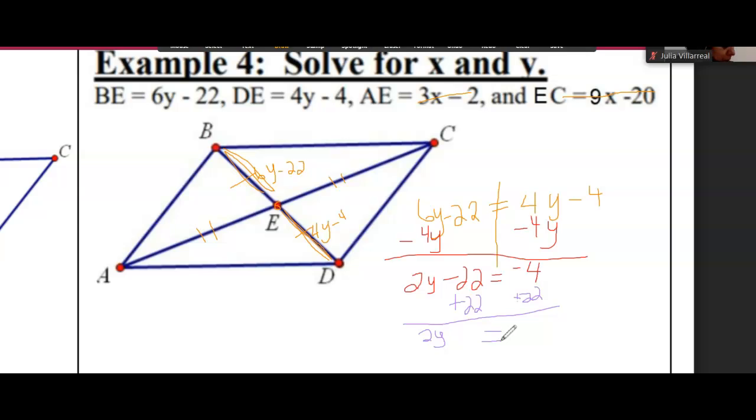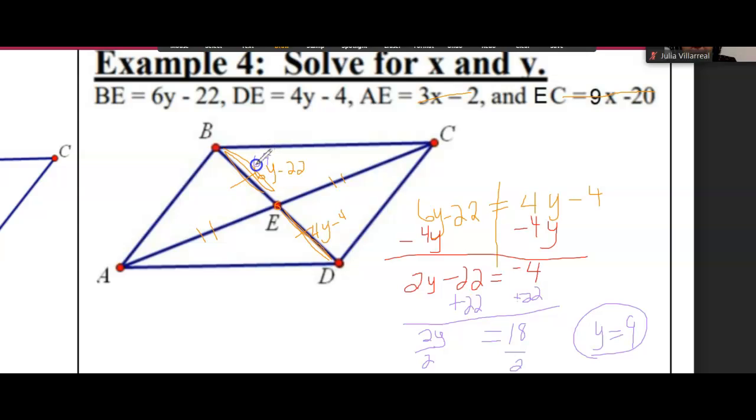So I have negative 4 plus 22. So we should get 18. Then the last step is to divide by 2. The reason I got 18 is because I have a negative 4 and a positive 22. If the signs are different, you subtract. So 22 minus 4 is 18. I have more positives, 22 positives and 4 negatives, so my answer is positive. So 18 divided by 2 is 9. So y equals 9. So right here I'm going to put 9.